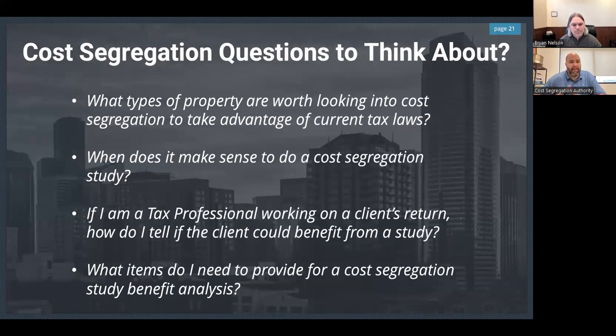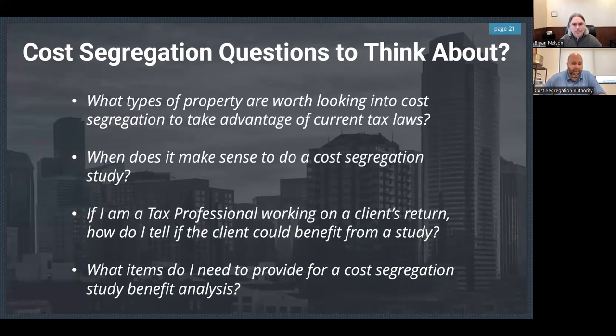Number 2, always have a benefit analysis done. Most cost seg companies will provide a free analysis for you and your CPA. That analysis will give you a conservative idea of what you can expect in terms of tax savings, as well as what the fee would be. And then you guys can decide if it makes sense to go forward from there.